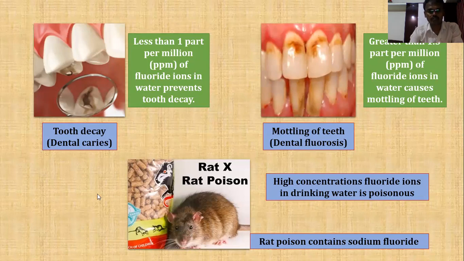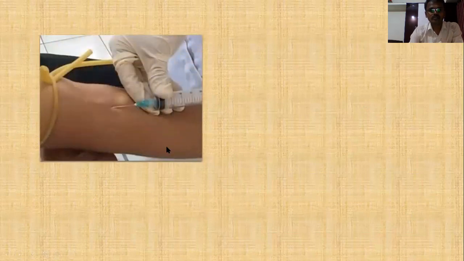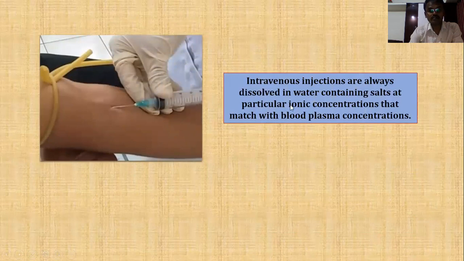One more example I would like to quote to know the importance. Students, you might be aware of intravenous injections. Some injections or medicines are given into the body intravenously. That means they are injected into the body through veins, correct? Intravenous injections are always dissolved in water containing salts at particular ionic concentrations that match with the blood plasma concentrations. That means when we take blood plasma, there is some amount of salts dissolved in it, correct?